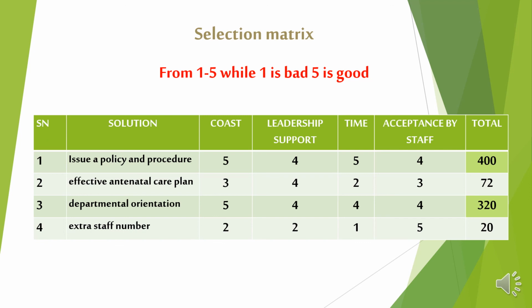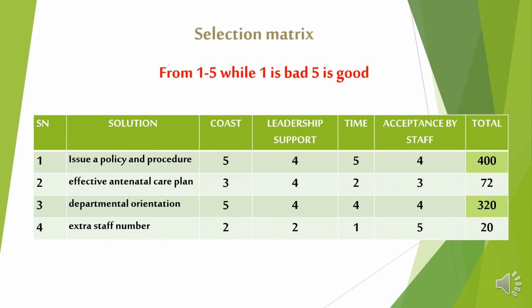Just multiply. Some people say that we have to gather or add them to each other, but the right thing is to multiply them with each other. So if we multiply 5 by 4 by 5 by 4, it will give us 400. If we multiply 2 by 2 by 1 by 5, it will give us 20. Now we have the 4 total numbers here.